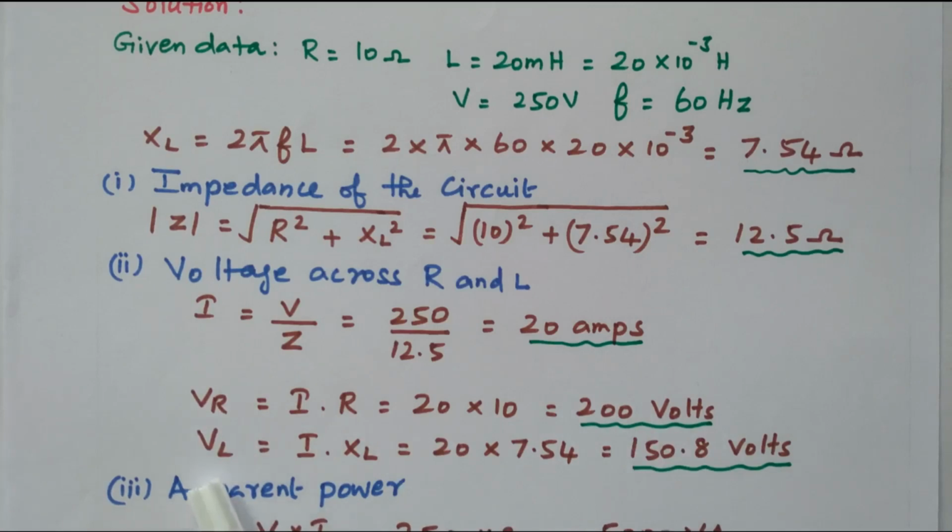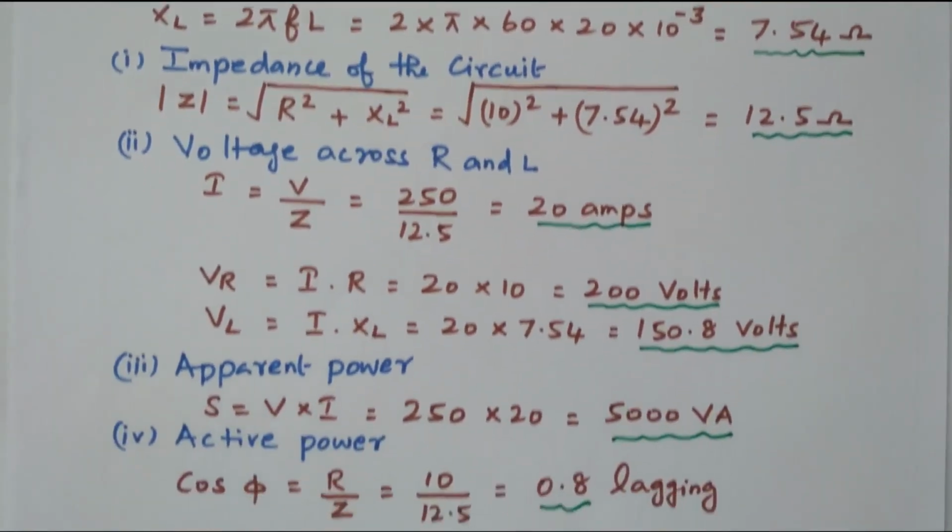Similarly, the voltage across the inductor, VL, equals I into XL, I into inductive reactance. The I value is 20. The inductive reactance is 7.54, we already calculated. By simplifying this, we got 150.8 volts. So the voltage across the inductor is 150.8 volts.